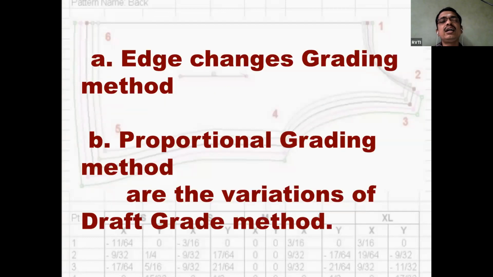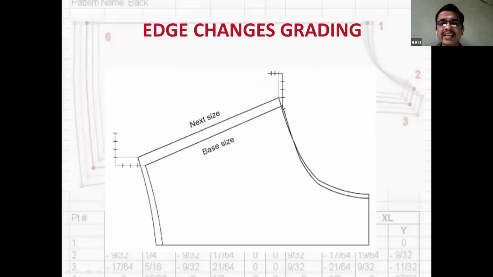And the edge changes grading method and the proportional grading method are also variations of the draft grading method. See, edge changes means they calculate the grading horizontally and vertically, and here they are applying it.